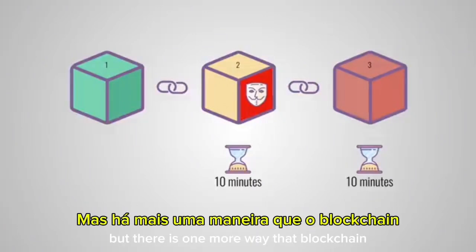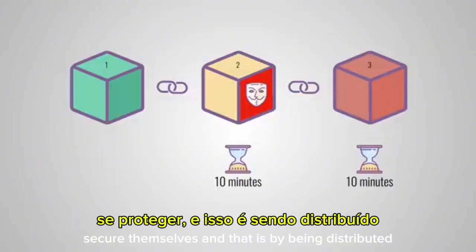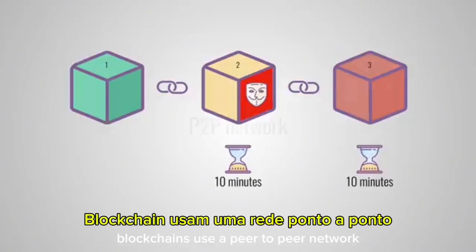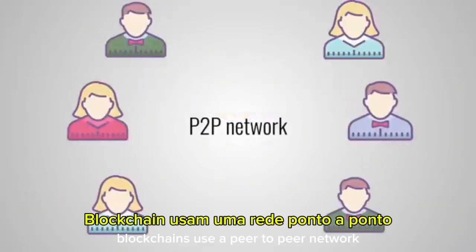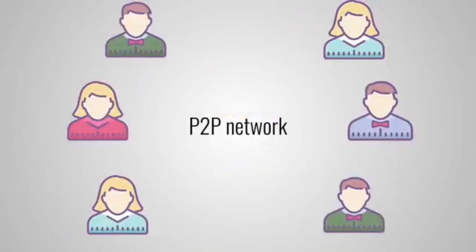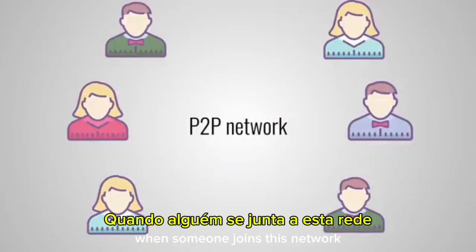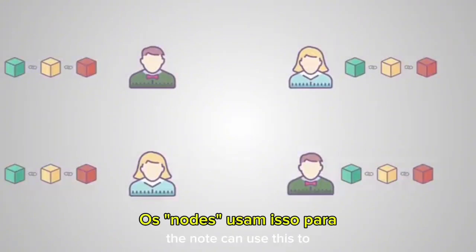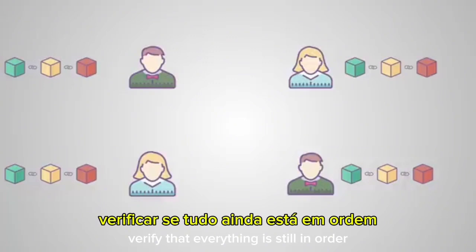But there is one more way that blockchains secure themselves, and that is by being distributed. Instead of using a central entity to manage the chain, blockchains use a peer-to-peer network and everyone is allowed to join. When someone joins this network, he gets a full copy of the blockchain. The node can use this to verify that everything is still in order.